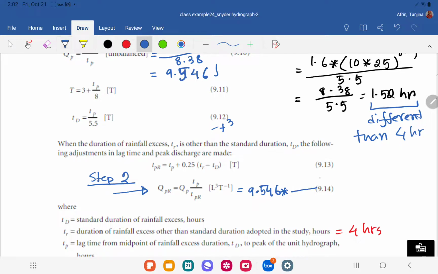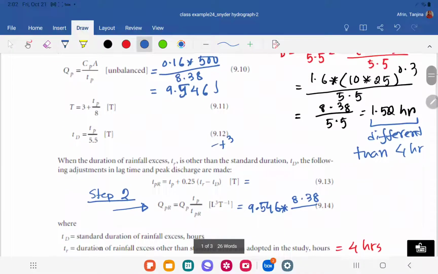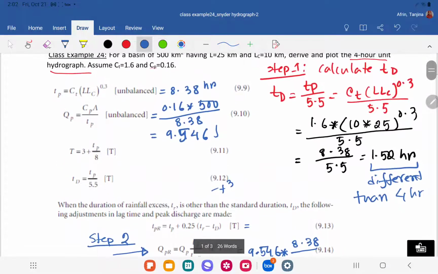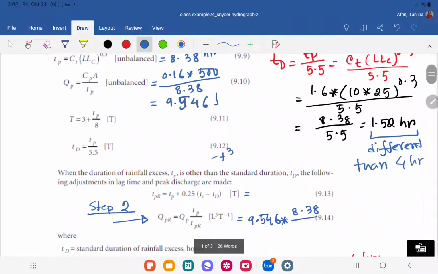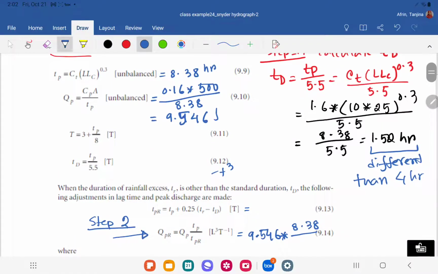Okay, and TP is 8.38, and now we need to know what TPR is. Okay, so TPR is TP plus 0.2 TR minus TD. So we already know what TP is, which is 8.38.